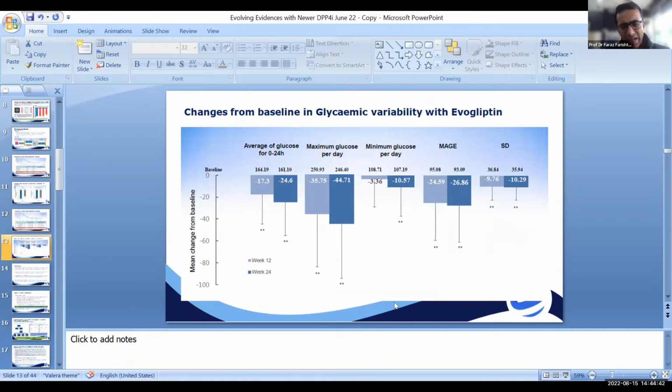In a time where we all know that it is not only important to control sugars, but it is very important to maintain glycemic variability, because we have all understood that the higher the glycemic variability, the more prone your patient is to developing other complications. So now we're looking at drugs which will not only help you to reduce sugars, but which will help your patient to have less glycemic variability. And here you will see the changes from baseline in glycemic variability with Evogliptin.